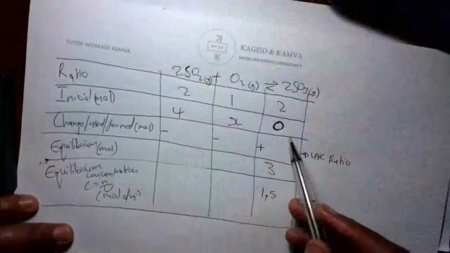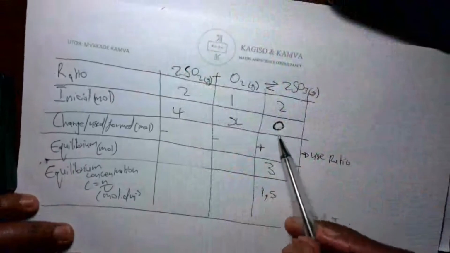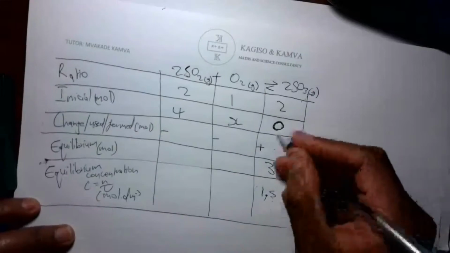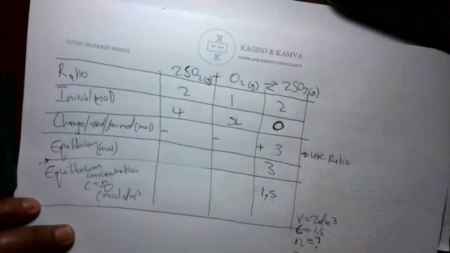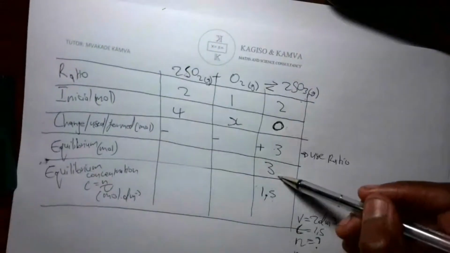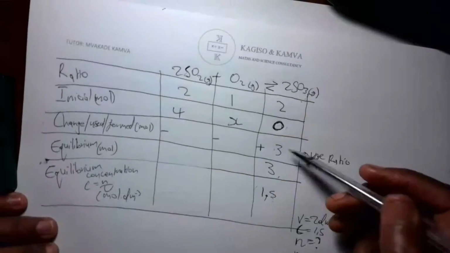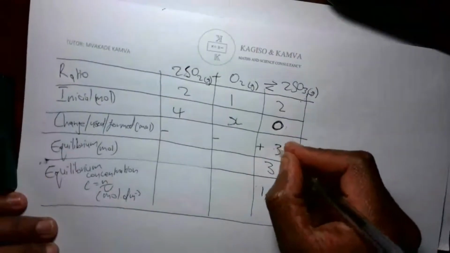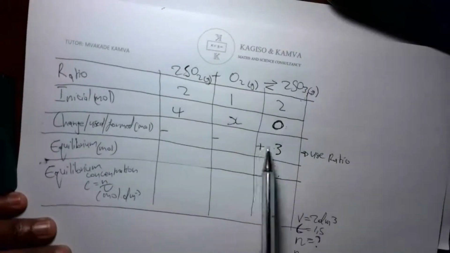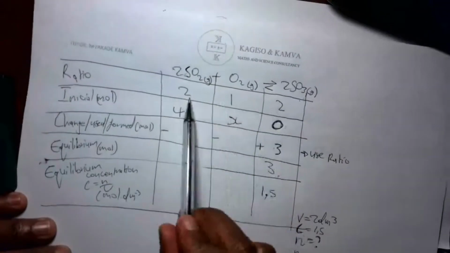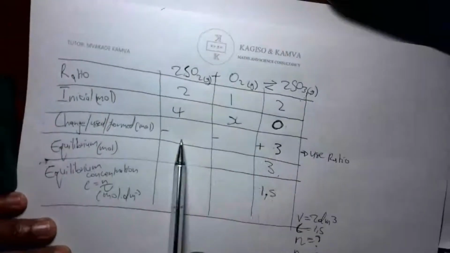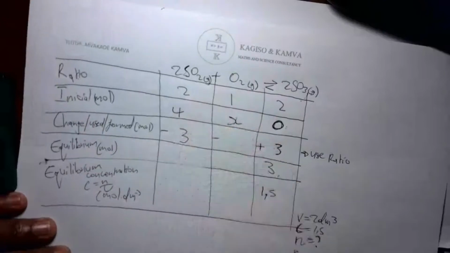Now here is 0 plus something to give us x. So this is going to be 3 here, because we started with nothing, and we have 3 at equilibrium. It means what was formed is 3. Now we use the ratios. Because these two ratios are the same, 2 is to 2, what we have there is going to be the same as that. So we're going to have 3 there.